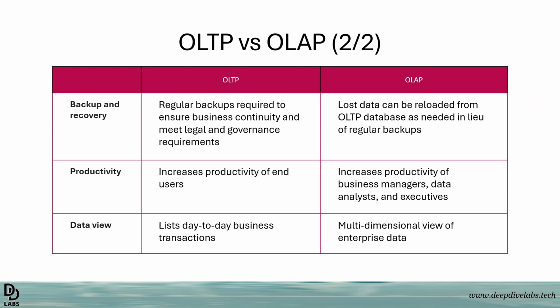With regard to productivity, an OLTP system increases productivity for the end user, whereas an OLAP increases productivity for the business stakeholders, the business managers, executives, and the data analysts. The data view: OLTP lists day-to-day business transactions, whereas OLAP, as we have seen, is a multi-dimensional data view of the enterprise data.